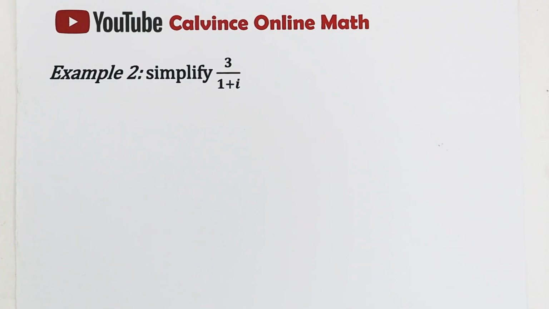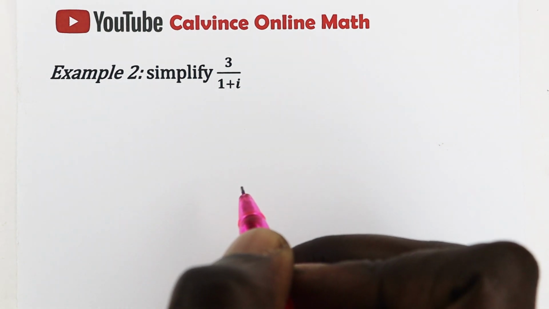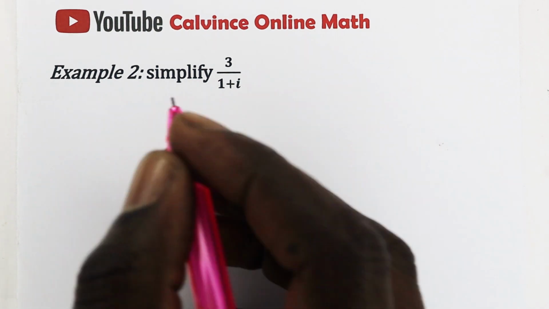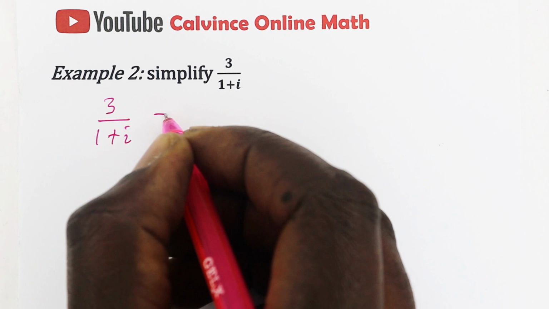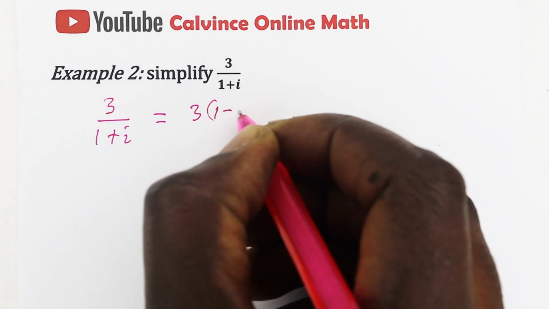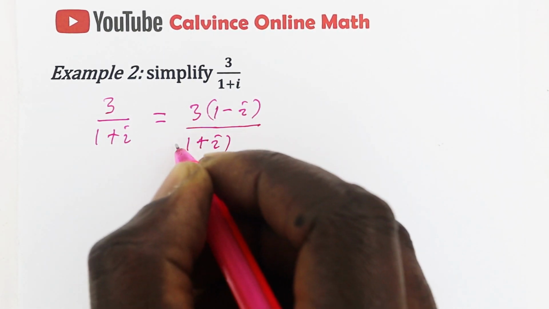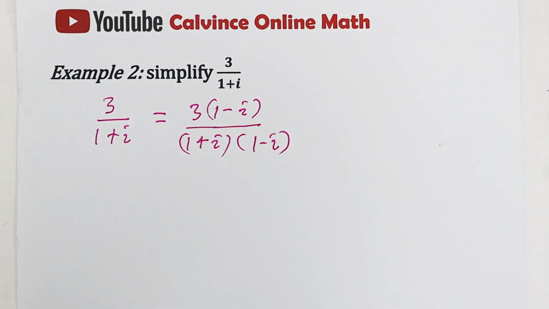So in example 2, we have simplify 3 over 1 plus i. Remember what we said, that for you to divide, you just multiply both the numerator and the denominator by the conjugate of the denominator. So in this case, 3 over 1 plus i is going to be 3 times the conjugate of the denominator, which is 1 minus i. And you do the same for the denominator. You multiply that too by the conjugate.